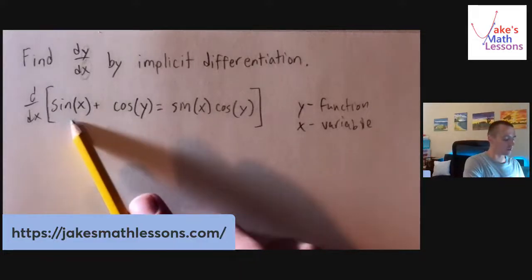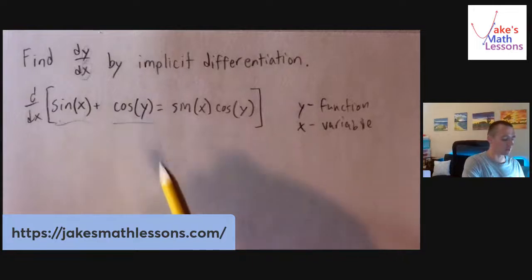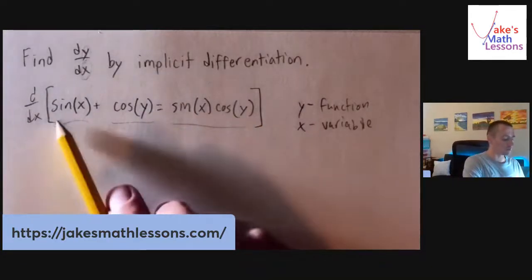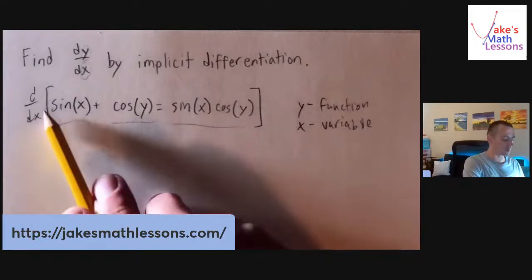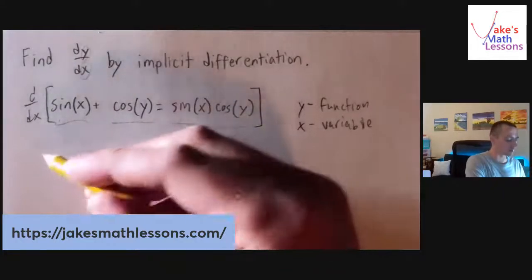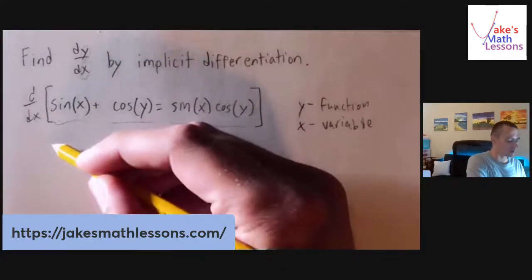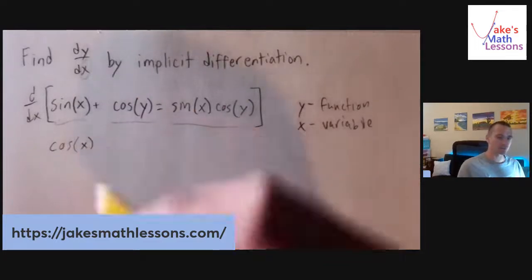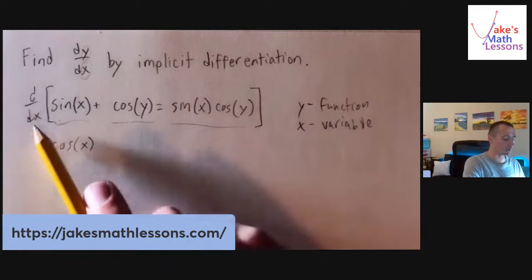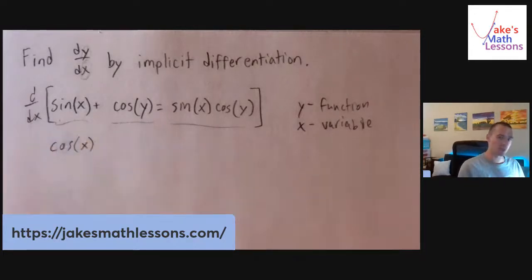Think about this piece here first, then the cosine of y piece, and then this sine of x times cosine of y. First, the derivative of sine x with respect to x is a derivative that you probably want to just memorize. The derivative of sine x with respect to x is just cosine x. There's really nothing special there because this term only has x's, which we know is the variable. So we can just use standard derivative methods to find the derivative of that one term.